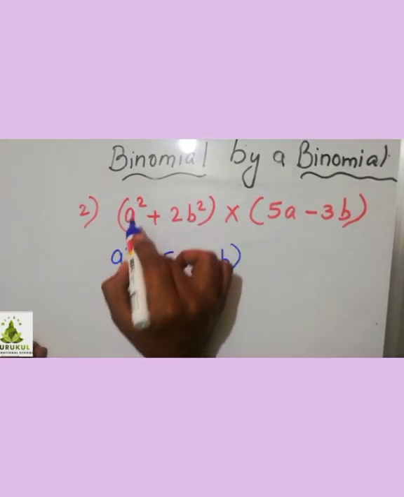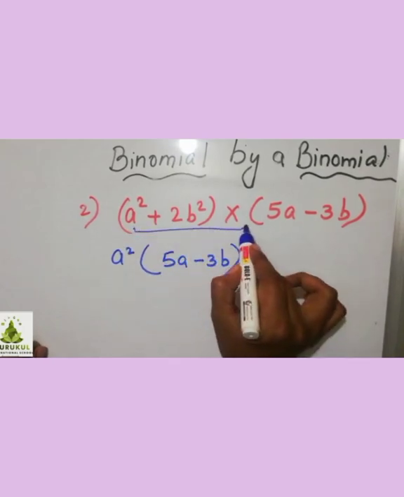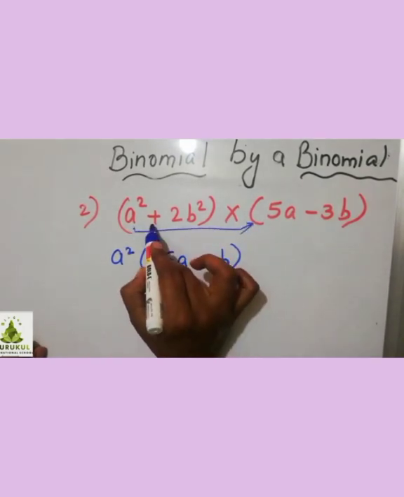Now first term you multiplied the full thing with the bracket. Now what you will do, take the second term. The second term, what is the sign here? Plus.